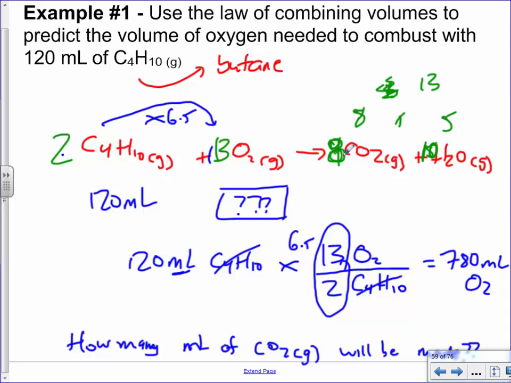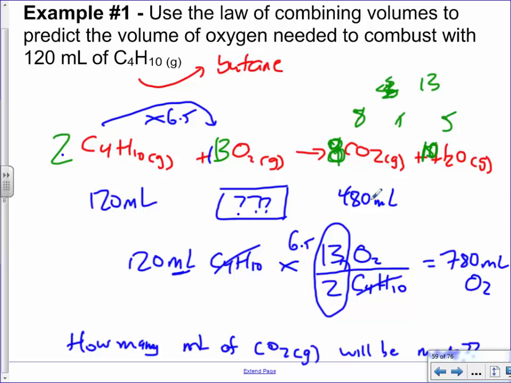Let's say we're going to carbon dioxide. How do you get from 2 to 8? What do you have to do? Multiply by 4, yeah. And multiplying by 4, if I take 120 and multiply by 4, I'm going to expect that you're going to need about 480 milliliters of this stuff. Just purely based on the fact that this to this is 4 times as big.